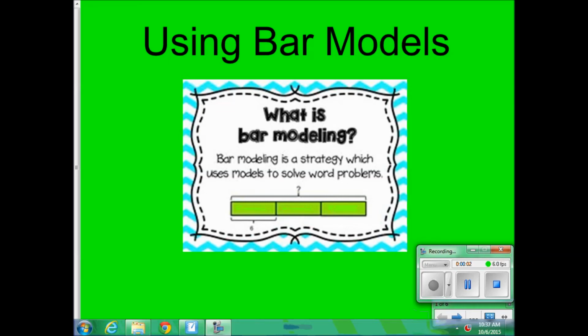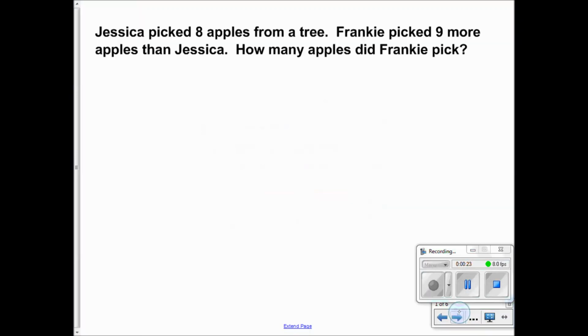Okay, here we go. Yesterday we began talking about different kinds of word problems. And today we're going to use a different strategy that you've probably not heard about before. It's called bar models, when we are trying to solve a word problem. So here we go. I'm going to go over to the next page.